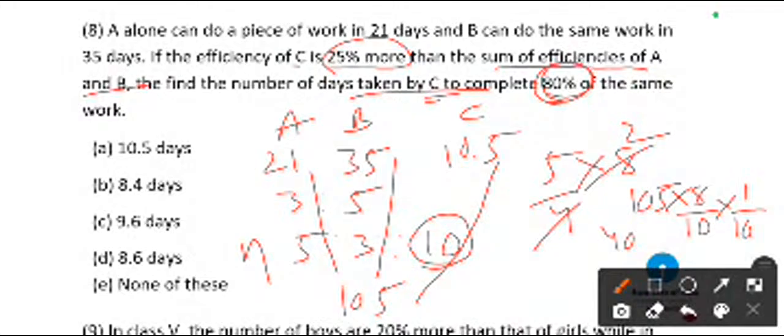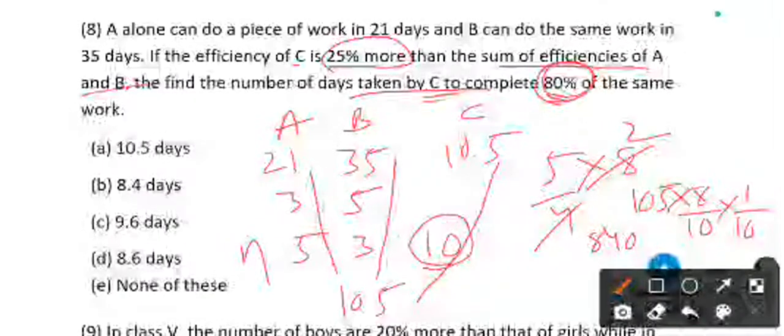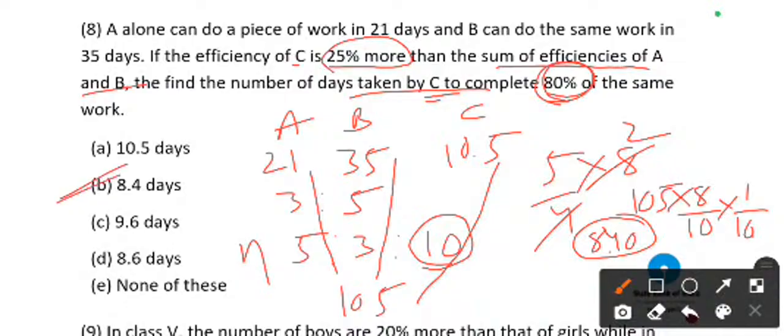Is there any mistake I made? 80%. 8 times 5 is 40, 8. So we got 8.4 as our answer. Option B is the answer for this one.